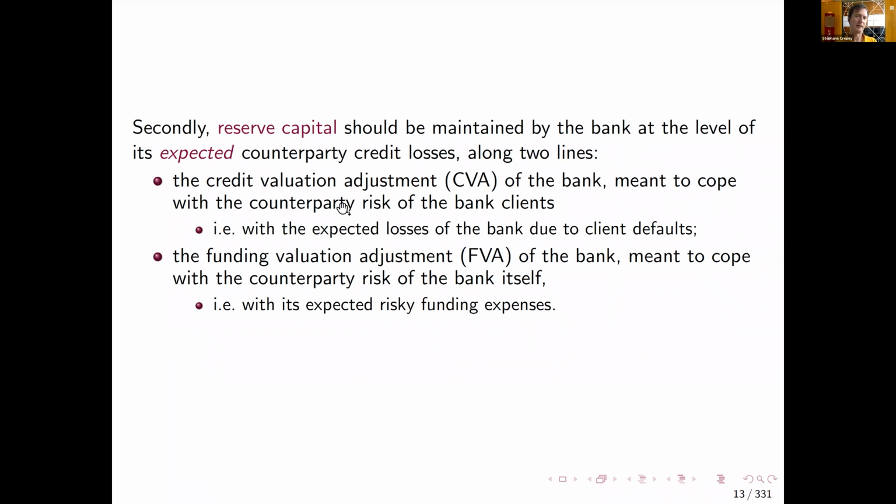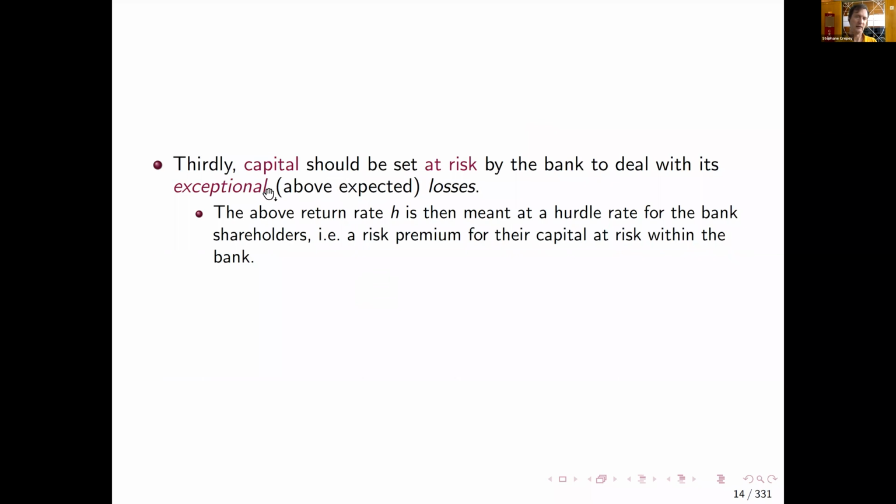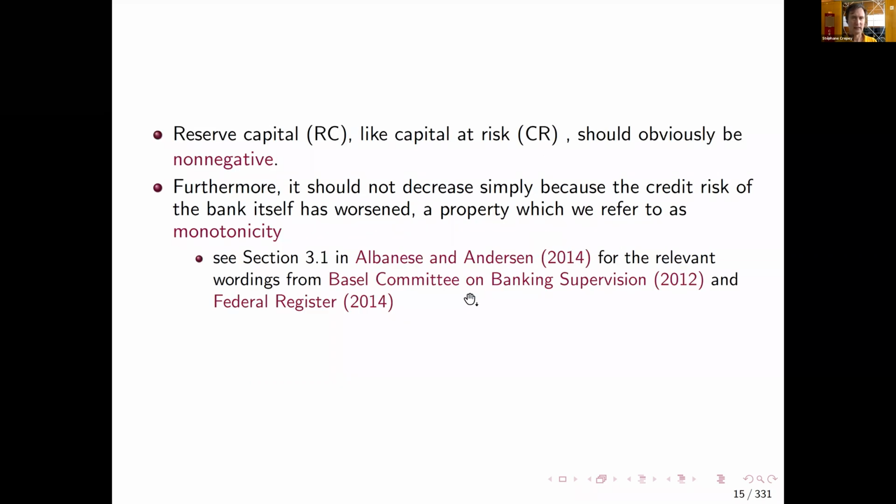But that's all expected costs, right? So in case exceptional losses would occur, the bank needs to have capital at risk. And that's exactly why there should be this hurdle rate H, as a remuneration to the shareholder of the bank for their capital at risk within the bank. And it should be obvious, but it's not the case, that an XVA approach should result in reserve capital and capital at risk target numbers which are non-negative. By nature, reserve capital and capital at risk are non-negative.